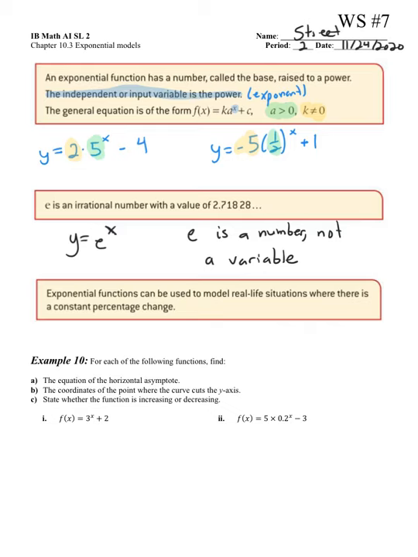And then the last one, exponential functions can be used to model real-life situations where there is a constant percentage change. So we use exponential functions in things like financial math. That's the big one, which we talked about last time. We also use exponential functions with exponential growth or decay. The big decay example we usually have is half-life. Those are the types of situations we would see.